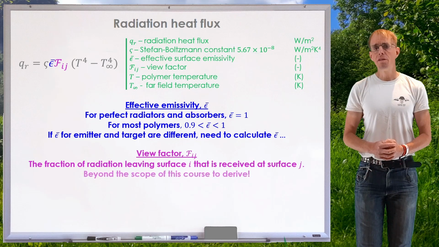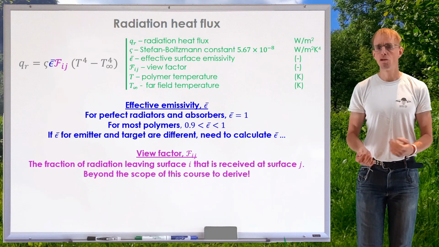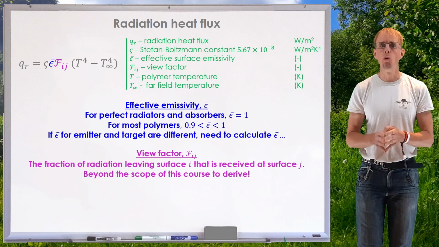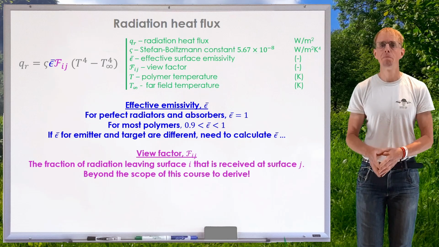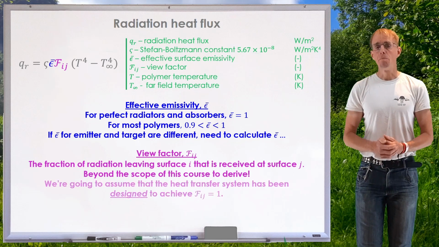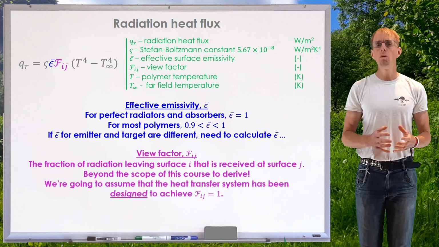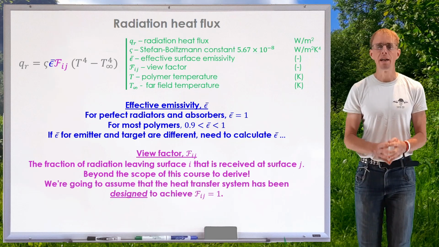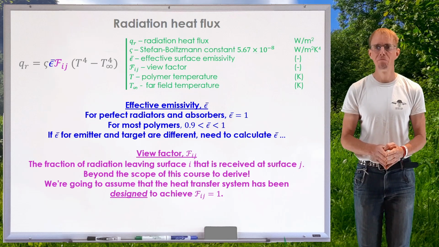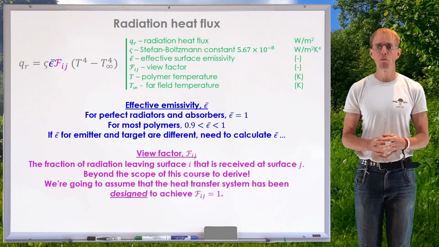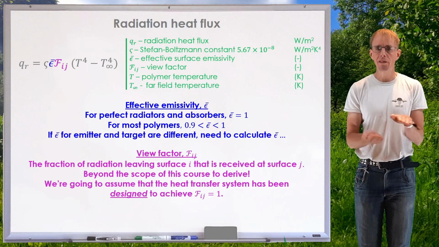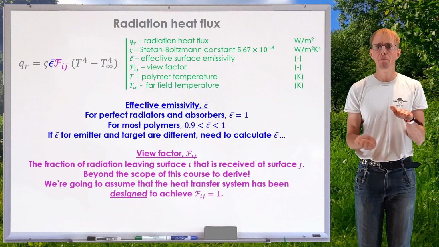We're not going to be deriving view factors for various geometries. This can get quite involved, and it is certainly a lot more than can be covered in one part of one lesson. We're going to make an assumption that all the radiative heat transfer systems we're looking at have been designed to achieve a view factor of 1. And if we think what that means, this means that all of the target can see all of the emitter.